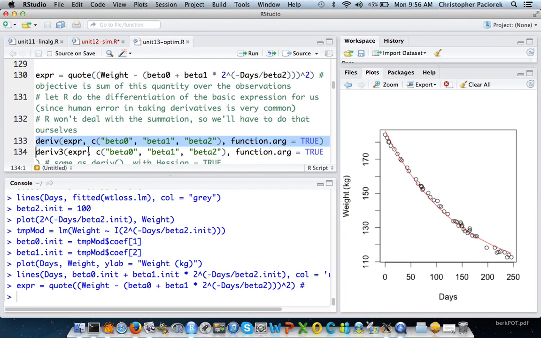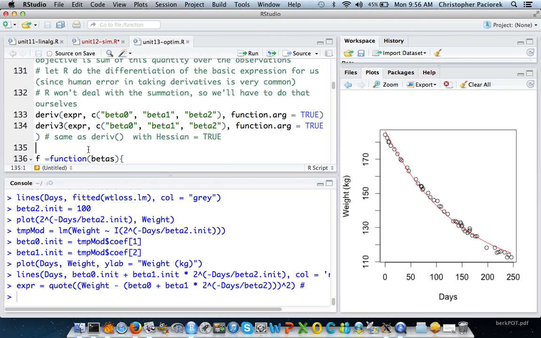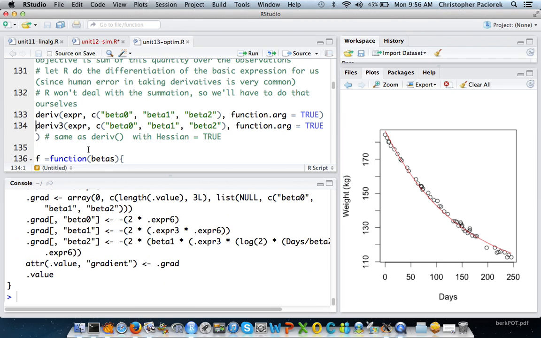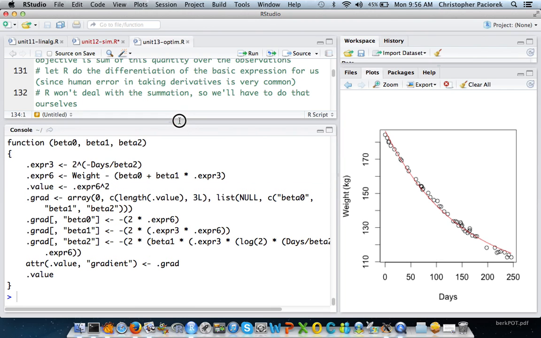And now I'm going to call the deriv and deriv3 functions. Deriv3 is basically the same as deriv. I don't know why it's called deriv3, but it defaults to giving us the Hessian, the second derivative matrix, by default. So this is just to give an example of what that will do.